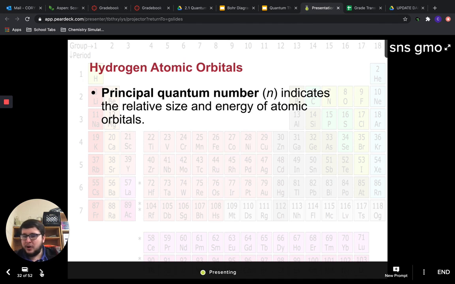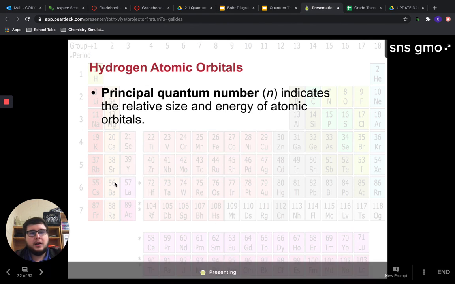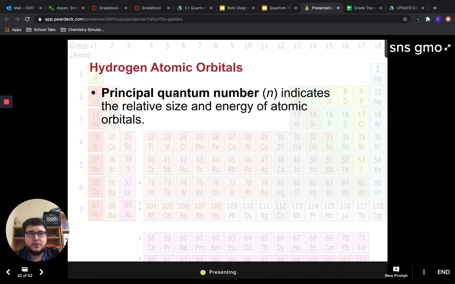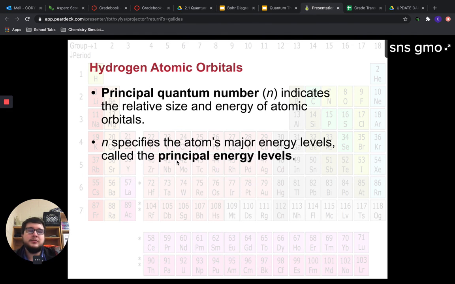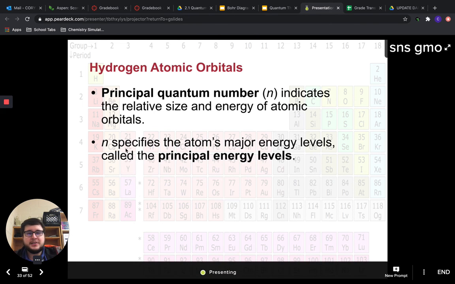Remember that quantum number n that showed the energy levels around the atom? We're still talking about energy levels here. The principal quantum number n indicates the relative size and energy of atomic orbitals. So the bigger n is, the more energy, and the bigger the orbital is. N specifies the atom's major energy levels, called the principal energy levels. We call them principal energy levels because they are the first number that we report whenever we're talking about where electrons can live in an atom. So whether it's energy level number 1 or energy level number 2, that's specified here by n.